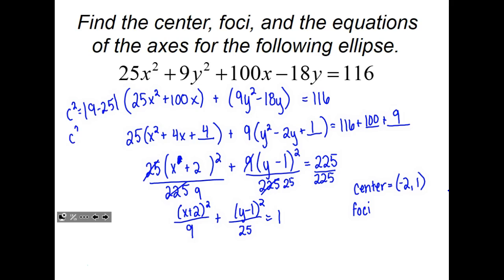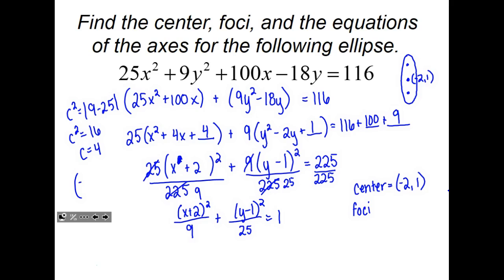And c squared is going to be the absolute value of -16, so that's just 16. So c is going to be 4 when we square root both sides. So in this particular case, we're looking at an ellipse that is taller than it is wide, like this. And that center is at -2, 1. For those foci, we're going to be adding or subtracting from the y coordinate.